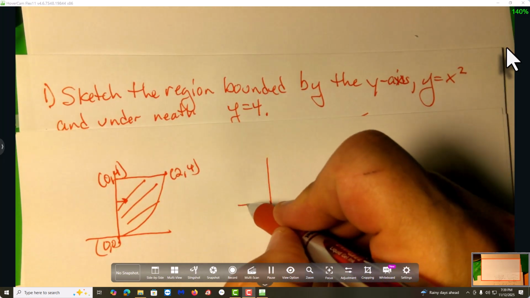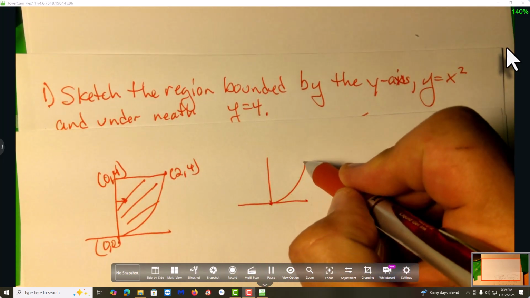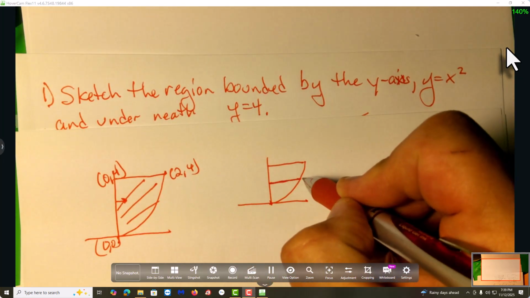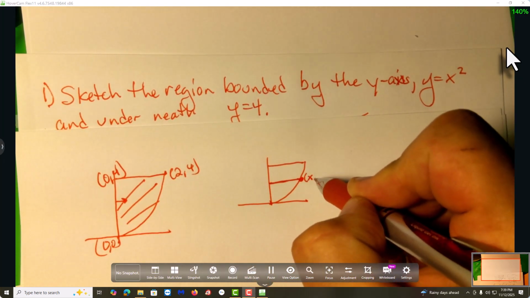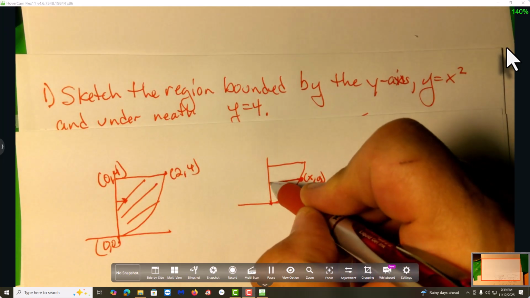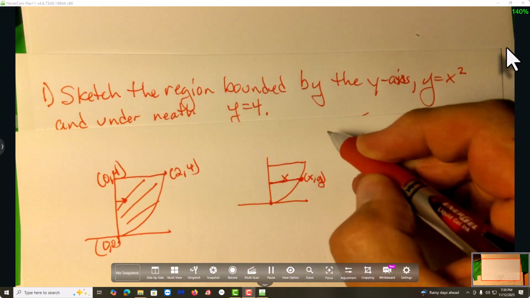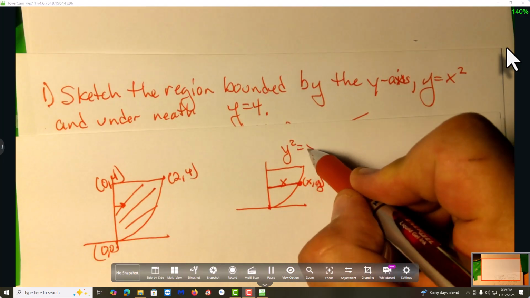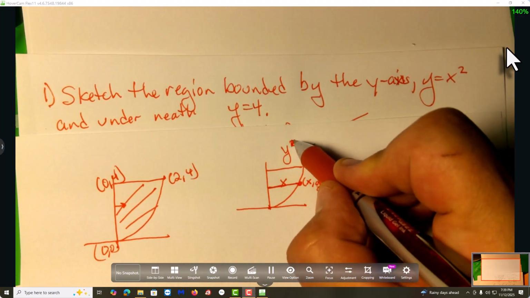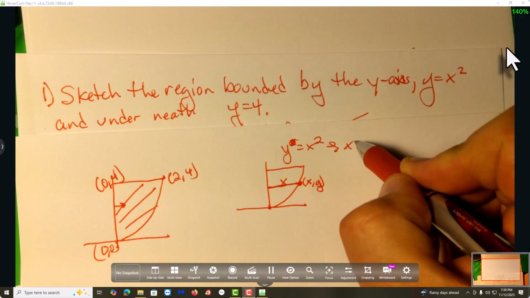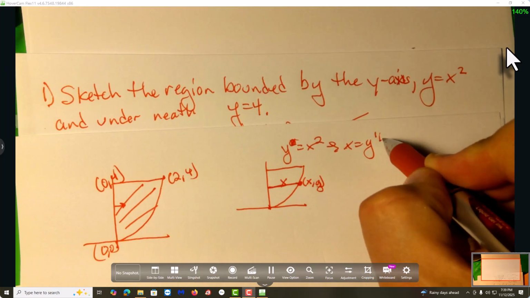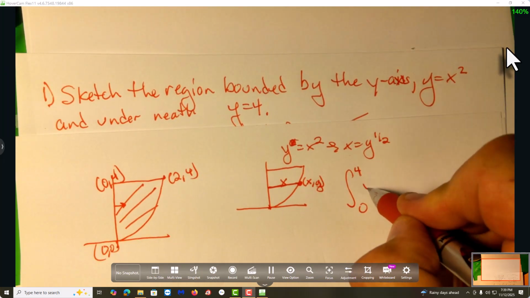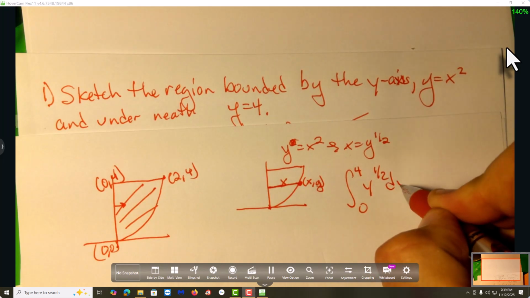First of all, I'm going to redraw this. If I do cuts horizontally, I think it's a nicer integral. So my sample point is an x, y. The distance from the y-axis to the point is x. So I come over here and say, listen, y is x squared, so that means x is the square root of y. And that integral goes from 0 to 4 of the square root of y dy.